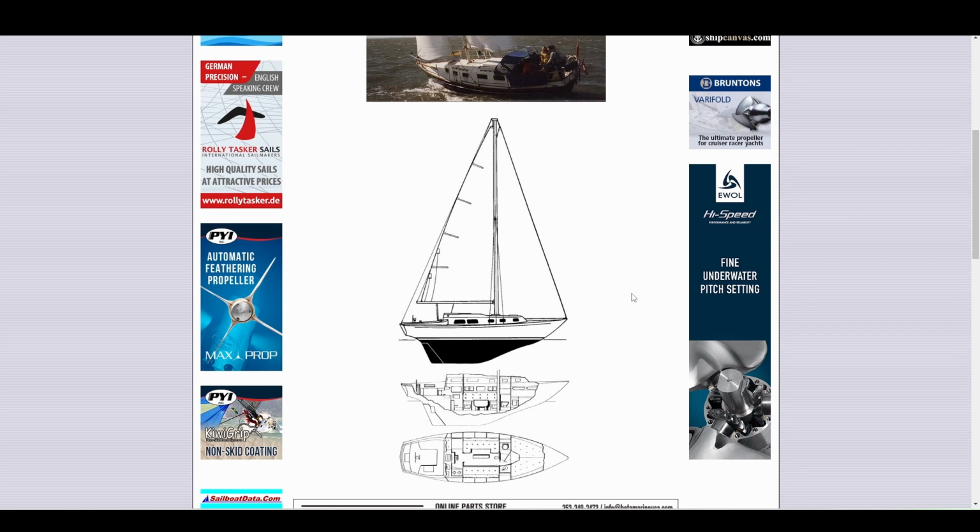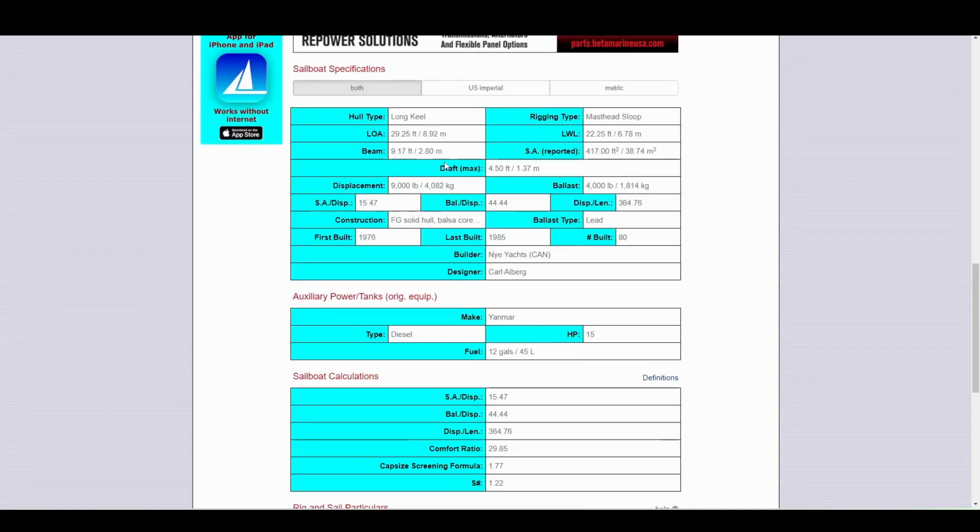So as you can see, it's basically a full keel here. It will be a heavy displacement for sure. Let's see how much we have. Yeah, it's about 9,000 pounds with 4,000 pounds of ballast. That's a nice ratio. Nice ratio. It brings the capsize ratio to 1.77.